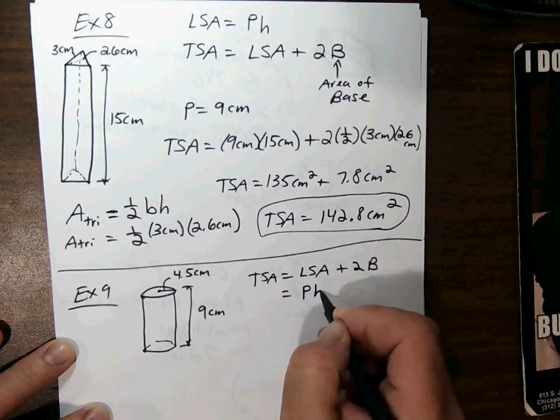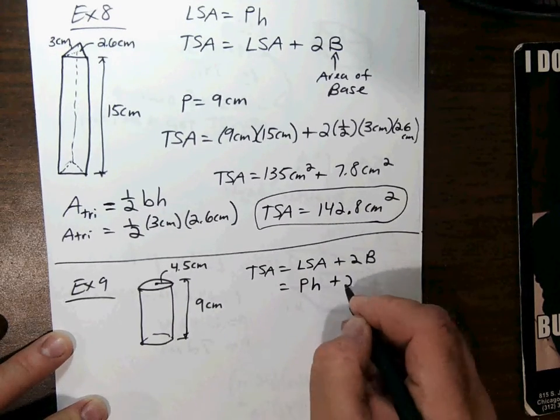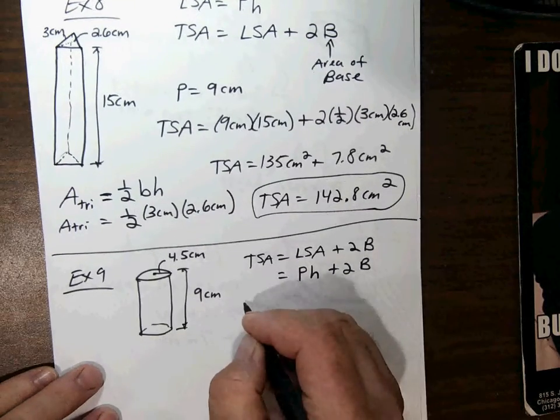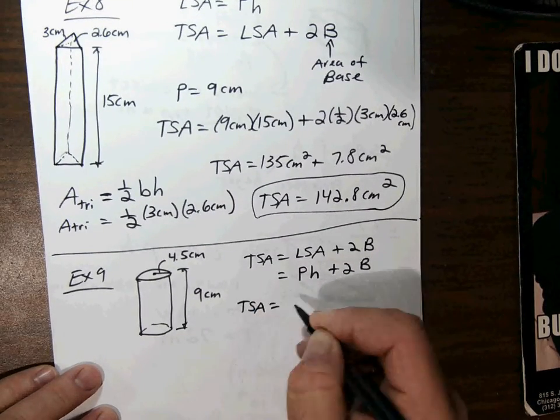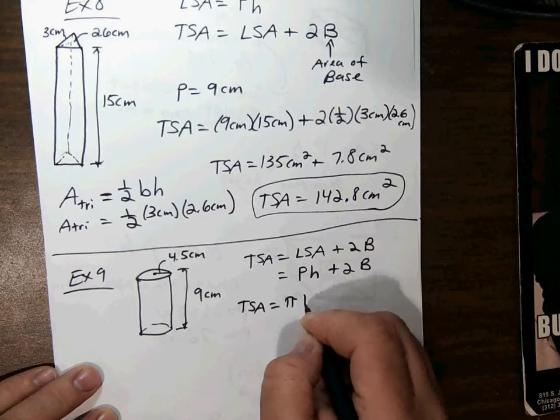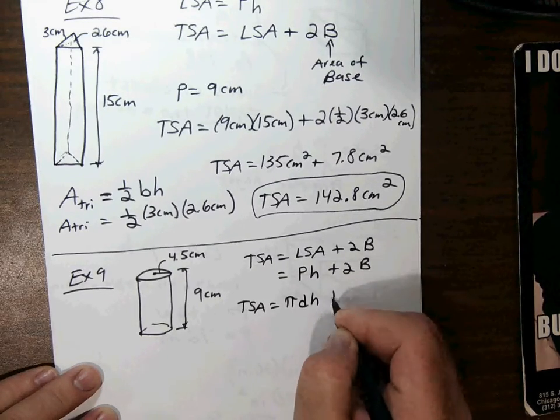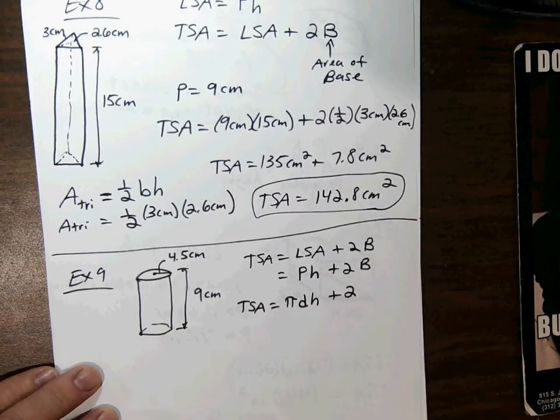Perimeter times the height, and then plus twice the base. Well, when we're talking about circles, we don't use the word perimeter, we use the word circumference, right? So it's the same thing, the distance around. So in this case, it's going to be pi times diameter, that's the distance around, times the height, plus 2 times the area of the base.